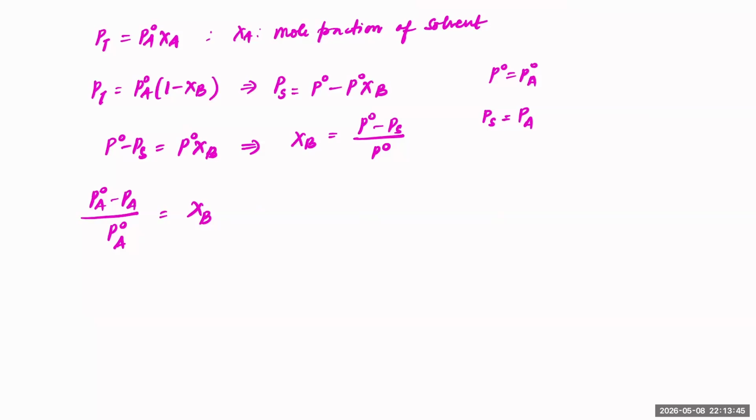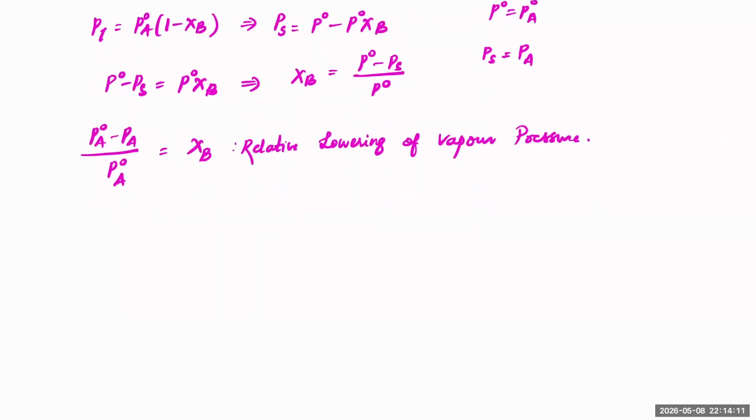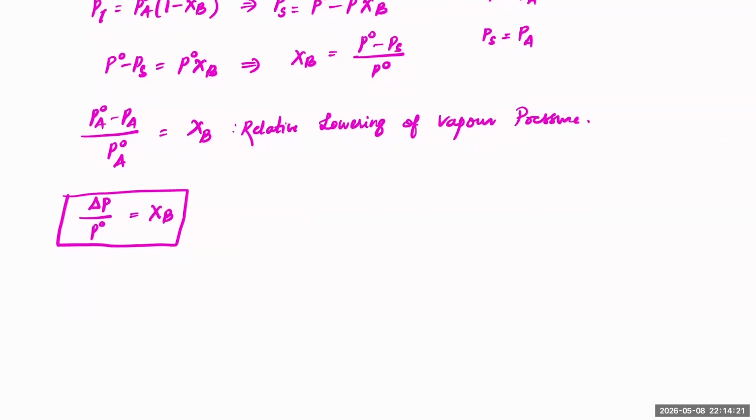Okay. So now you notice that this is P naught A, which is the pure solvent vapor pressure, and this is the change in the vapor pressure relative to P naught A. That's why it is called relative lowering of vapor pressure. So this entire term is called relative lowering of vapor pressure. So delta P by P naught is equal to XB. This is the relative lowering of vapor pressure formula, delta P by P naught.